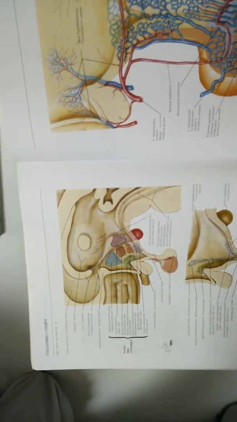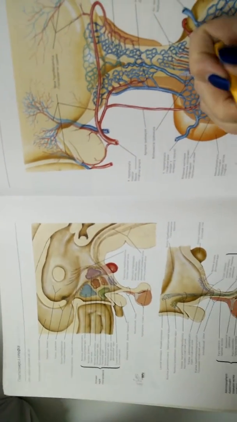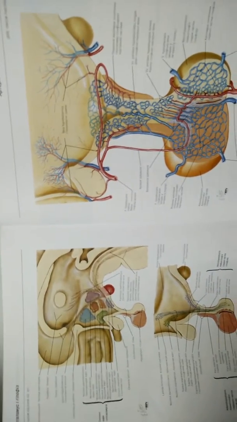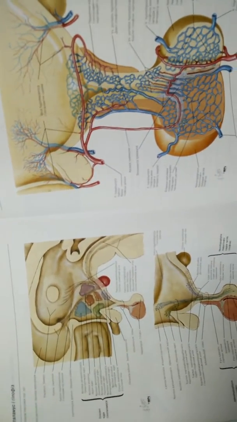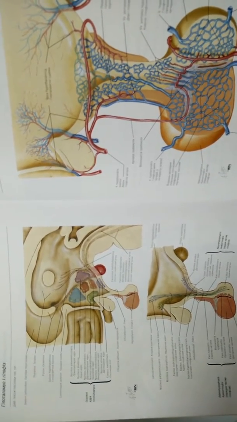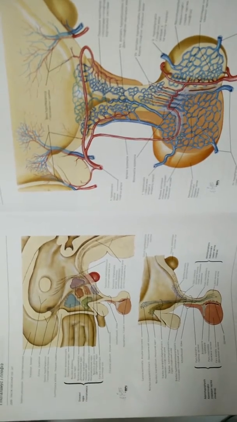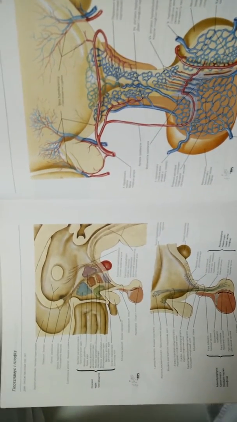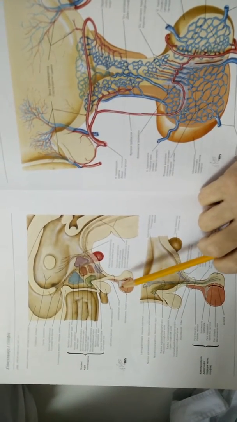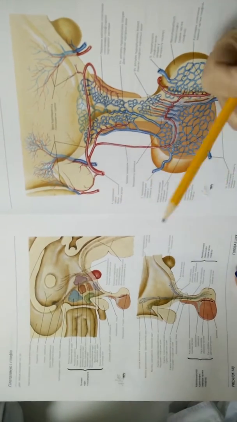Adenohypophysis produces tropic hormones. Tropic, what does it mean? These hormones control different endocrine glands. Thyrotropic hormone controls thyroid gland. Adrenocorticotropic hormone controls cortex of suprarenal gland, and so on. Adenohypophysis produces four main tropic hormones.